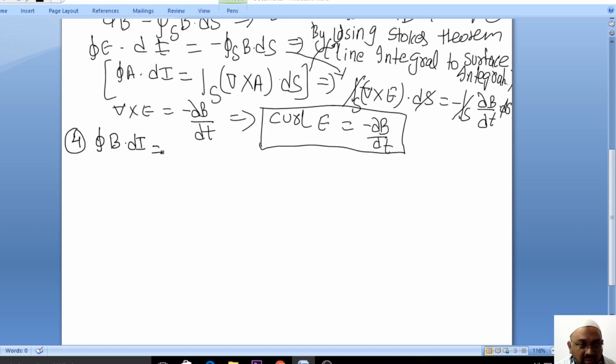What is Ampere's law? Integration of B·dl is equal to μ0 I. This is called Ampere's law. Here I am writing capital I because capital I is nothing but small i plus i suffix d. That is the total current. It is indicating the total current.